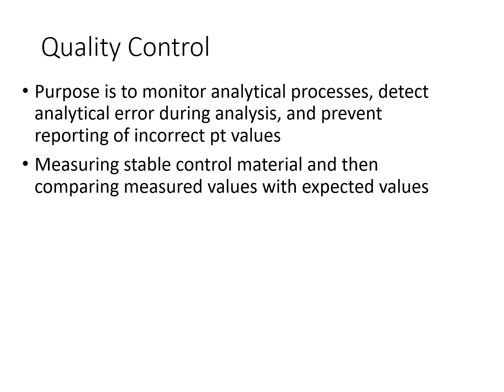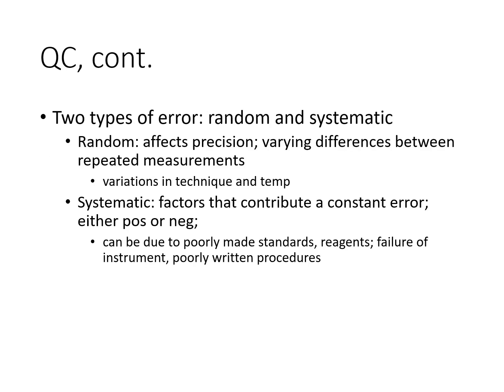Quality control itself is to monitor analytical processes. It helps to detect analytical error during the analysis and to prevent reporting of incorrect patient values. So we're measuring stable control material and then comparing those measured values with the value that we are expected to get. There are two types of error when we talk about quality control: random and systematic error.